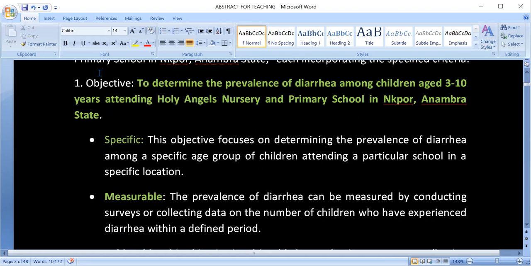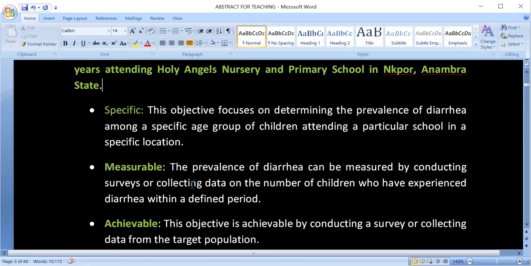Specific. This research objective said to determine the prevalence of diarrhea among children aged 3 to 10 years attending Holy Angels. You didn't say attending Holy Cross Nursery and Primary School. You didn't say Angels of Queens Nursery and Primary School, but specifically Holy Angels Nursery and Primary School in Nkpor, location only in Nkpor, in Anambra State, not in every part of Anambra State. So this makes it what? Specific. Now let's see if it's measurable.